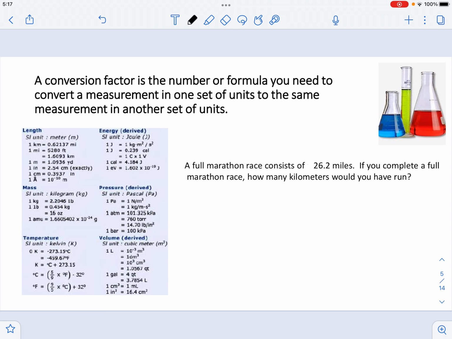Let's read the following example. A full marathon race consists of 26.2 miles. If you complete a full marathon race, how many kilometers would you have run? Well, the first thing that we need to state is the relationship between the units. The unit given is miles, and the unit needed is kilometers.